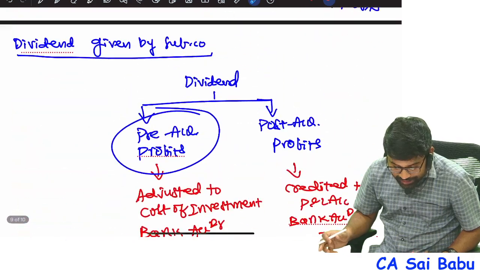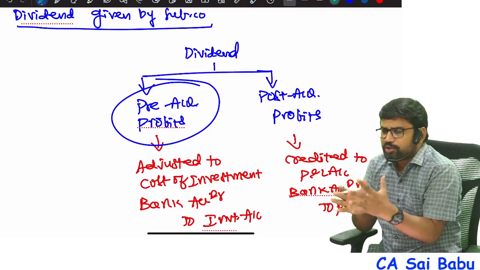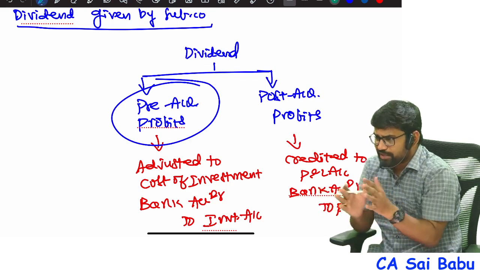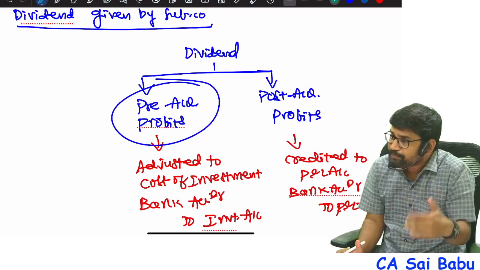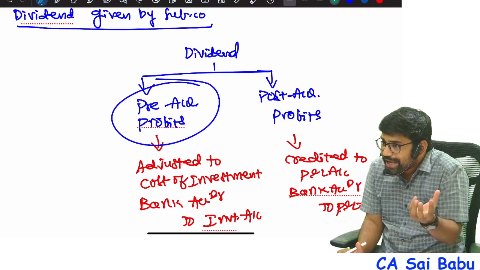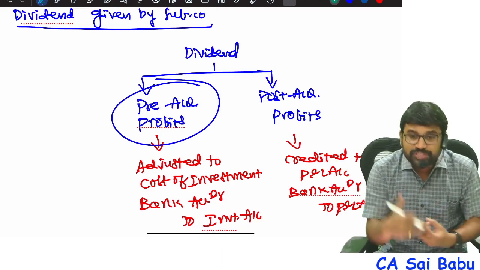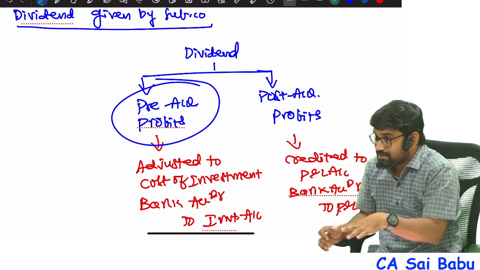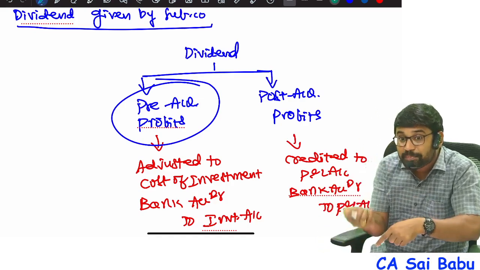Now, sir, one more interesting point I will tell you, sir. Dividend, I forgot to tell one point, sir. I told you, when subsidiary company gives the dividend, we need to see the source. If the subsidiary company gives dividend from pre-acquisition profits, what we need to do? Adjusted to cost of investment. If subsidiary company gives dividend from post-acquisition profits, what we need to do? P&L account. Sometimes in the question they will give like this. Subsidiary company gave a dividend from pre-acquisition profits, but parent company credited to P&L account.